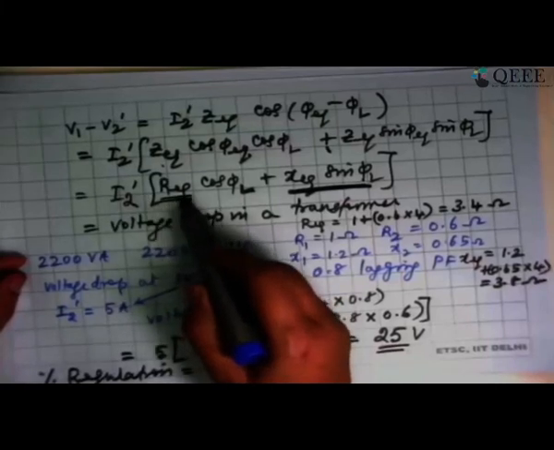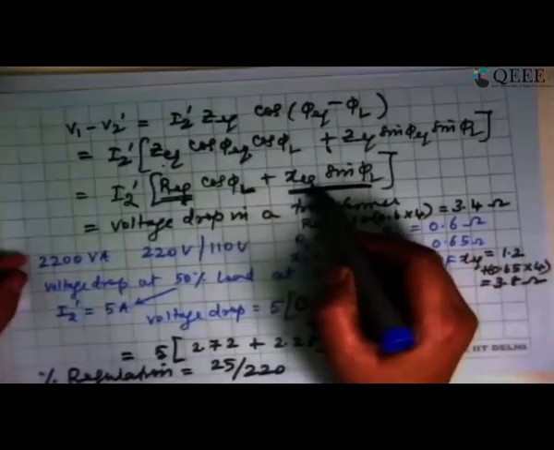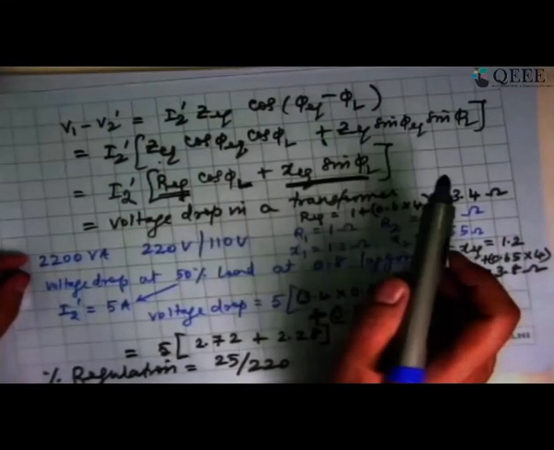So now if you have any questions: when can we get zero and maximum voltage regulation? Zero voltage regulation will happen when you have I2 times R equivalent cos phi L equal to I2 dash times X equivalent sin phi L. When both of them cancel out with each other, then you are going to get zero voltage regulation.